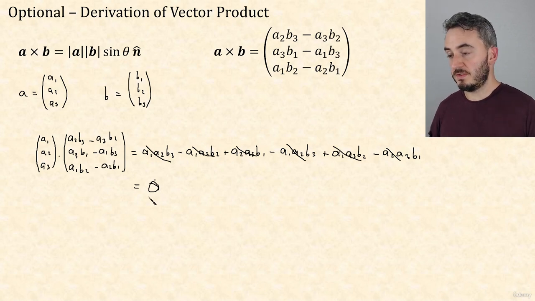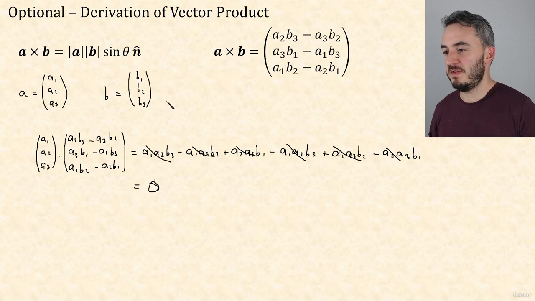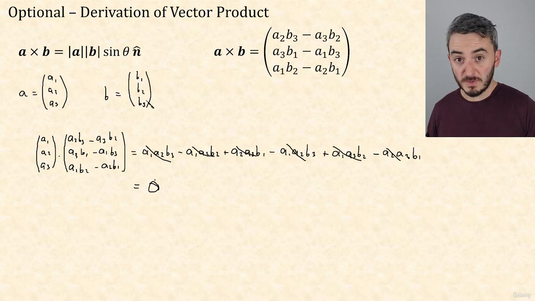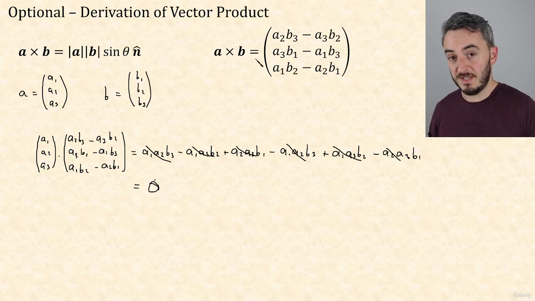Okay, so I know that A cross B is perpendicular to the vector A. I will leave it to you to do the same for B, but you can see the fact that these are totally symmetrical. You'll get 0 as well. Okay, so aside from my laziness of not wanting to do it with B, we've proved that the cross product, the vector product, is perpendicular to A and B.